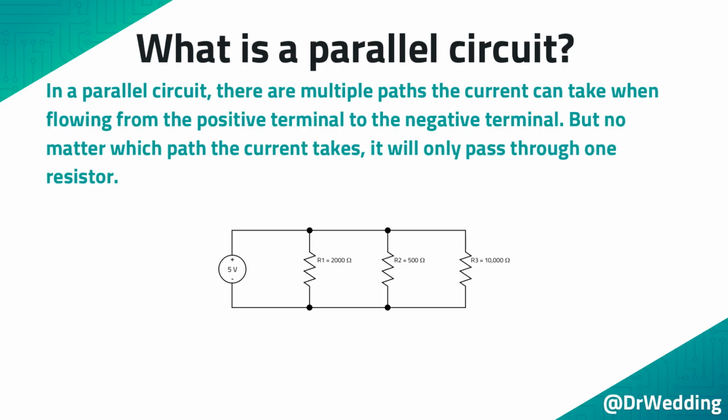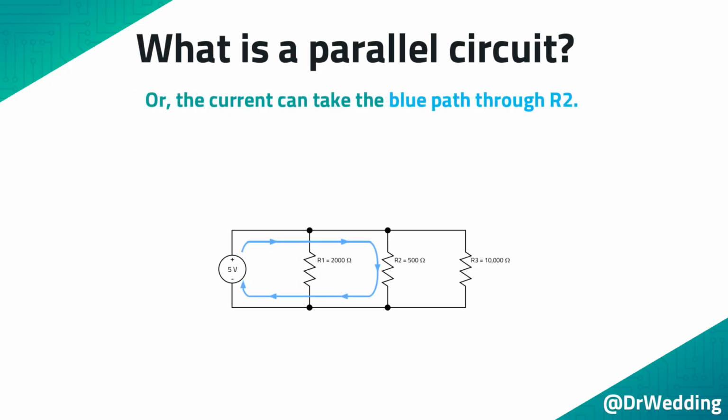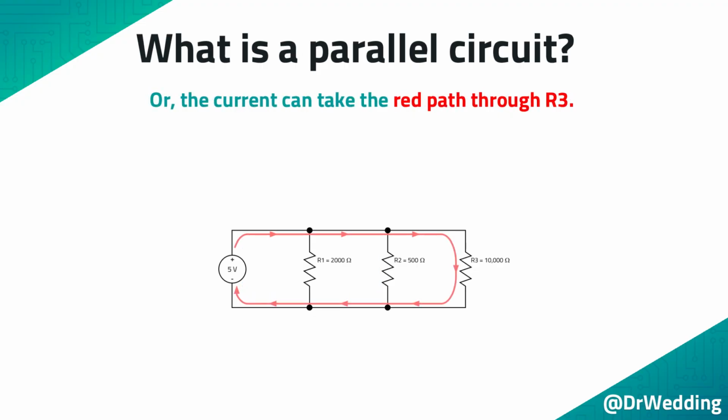In a parallel circuit, there are multiple paths the current can take when flowing from the positive terminal to the negative terminal. But no matter which path the current takes, it will only pass through one resistor. In this circuit, the current can take the green path through R1. Or, the current can take the blue path through R2. Or, the current can take the red path through R3.